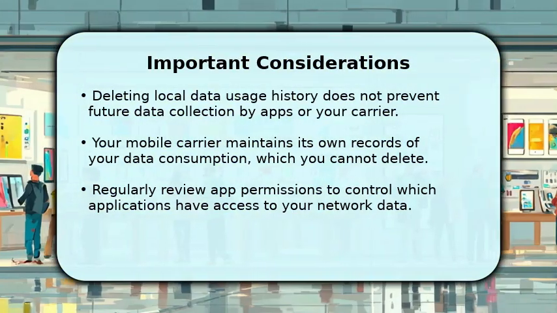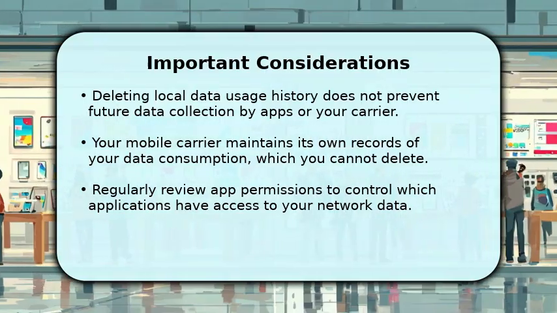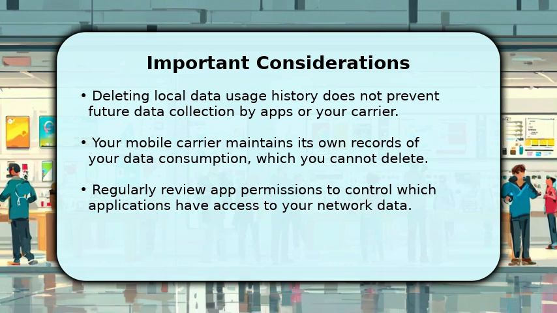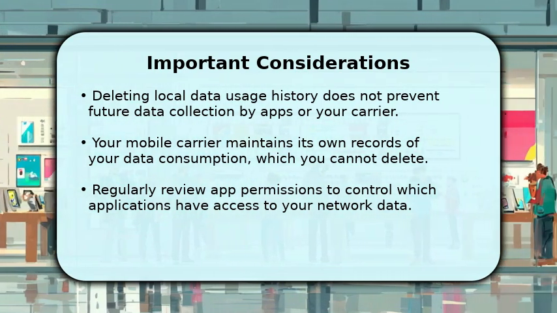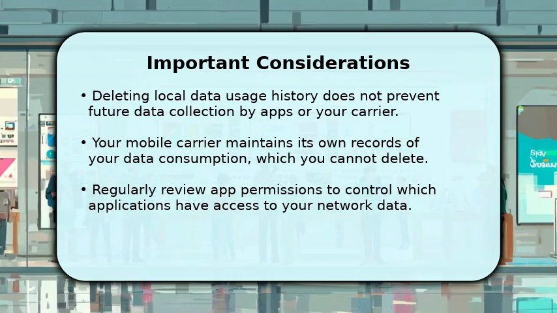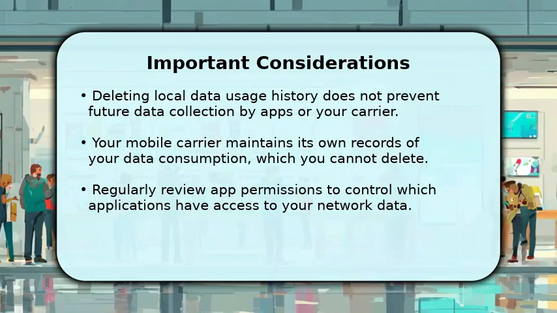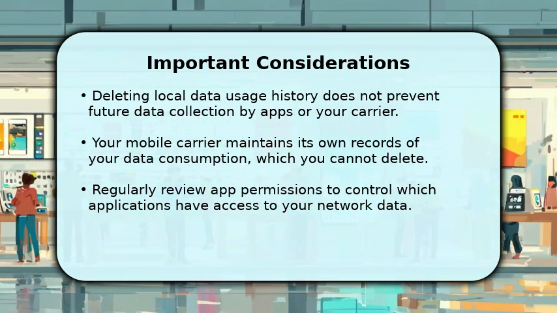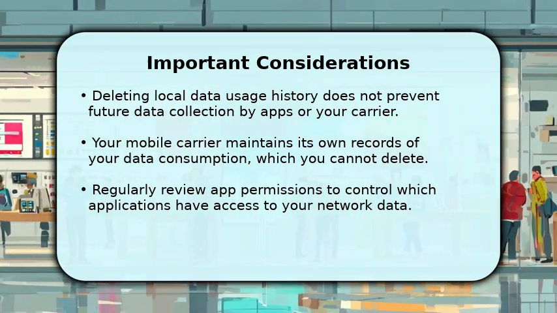It's important to understand a few things. While you can clear your phone's local data usage history, this doesn't stop apps from collecting new data or prevent your mobile carrier from keeping their own records. Your carrier will always have a comprehensive log of your data usage. To better manage your privacy and data, regularly check your app permissions to ensure only necessary applications have access to your network. This helps maintain control over your digital footprint.